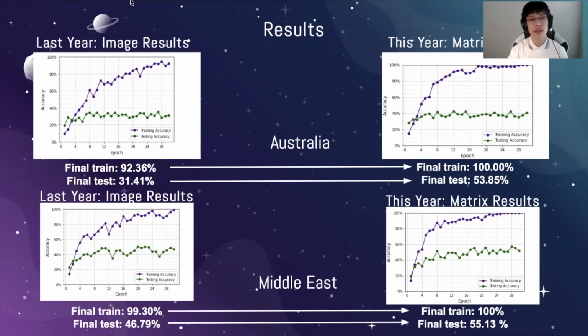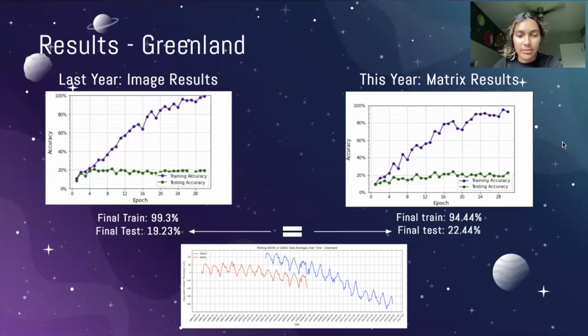Both Australia and the Middle East were the regions with the largest increase in testing accuracies between the two input types. The matrices gained close to or more than a 10% increase in testing, with Australia having a 22.44% increase and the Middle East having an 8.34% increase, indicating that the input data does actually have an effect on the accuracies. And the last region we looked at was Greenland.